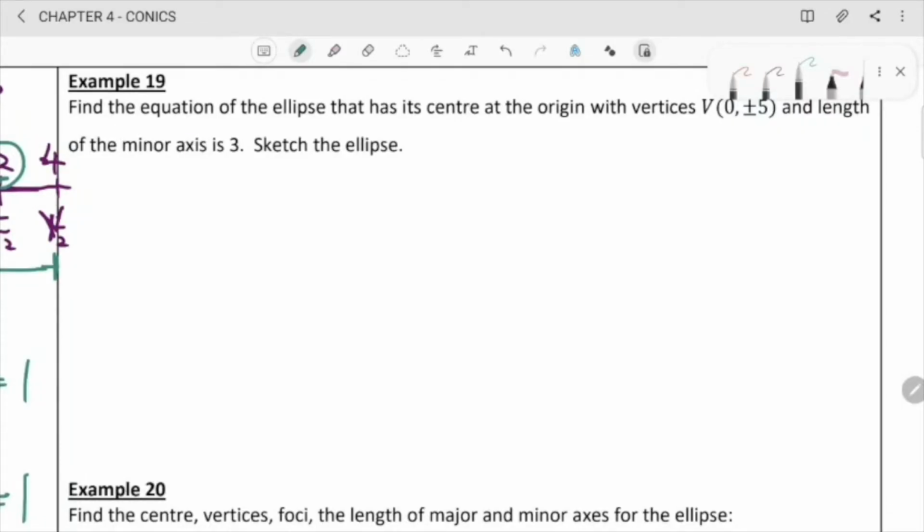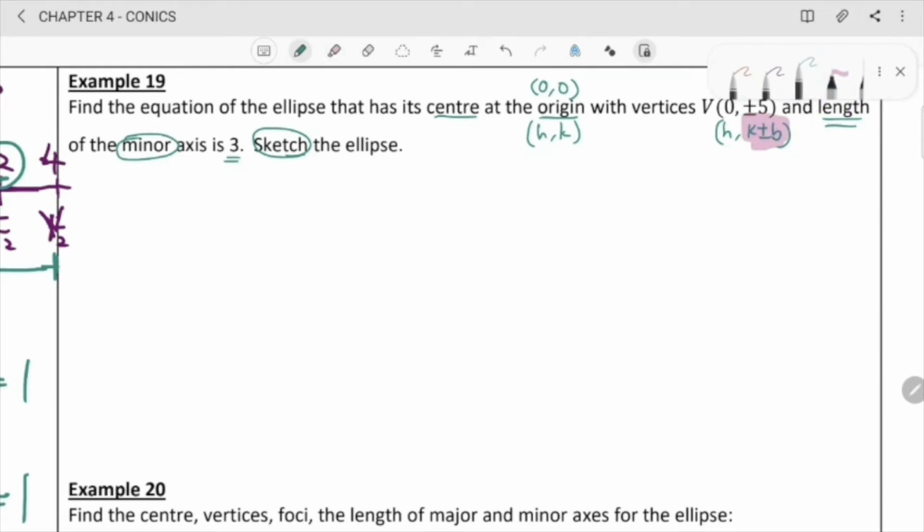Example 19. Find the equations of the ellipse that has its center at the origin, which is (0, 0), or (h, k), with vertices V at (0, ±5). The y coordinate is related to b, so it's plus or minus b. The length of the minor axis is 3. The second question is about sketching the ellipse.